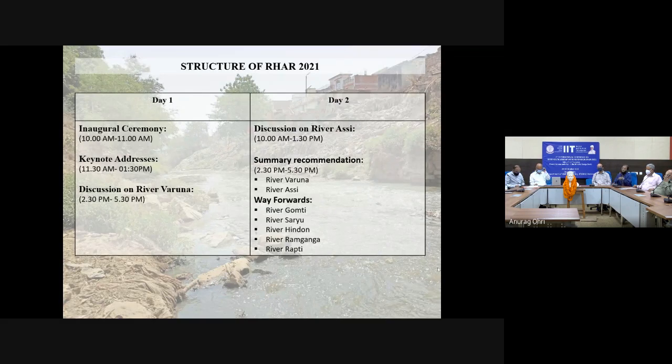And in the second half, we have three components. One, that we are going to summarize what we have learned, what our experts advise us on river Varuna and on river Assi. In the second part, we will be taking the way forward, that we are going to take at least 5 tributaries in the next 2 years, so that all our IITs and academic institutions, whatever research is required, whatever data is required, we will focus our attention on these 5 rivers.